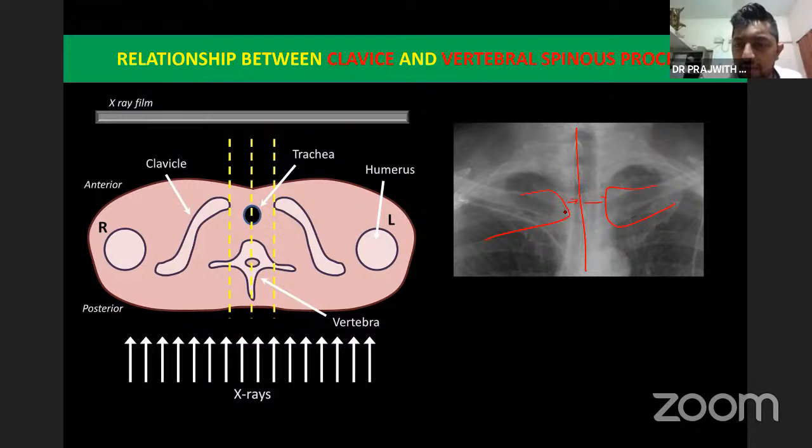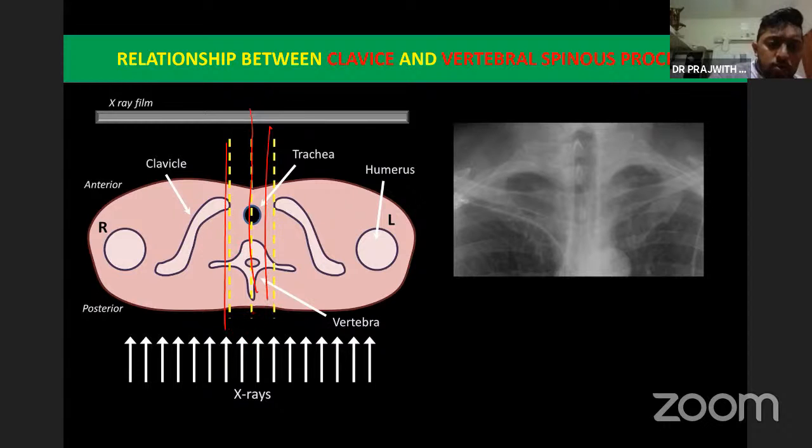The distance between the clavicles on both sides is different. Now one side is more distant, the other side is closer. Why does this happen? So see this image. Normally when it is parallel, what should happen? The spine should be in the center, and both clavicles should be equidistant from the spine.